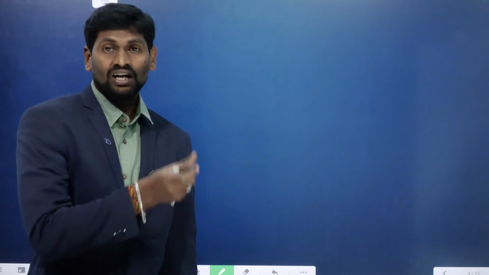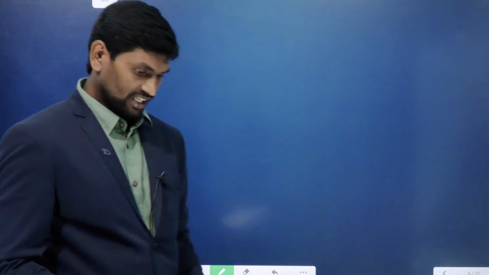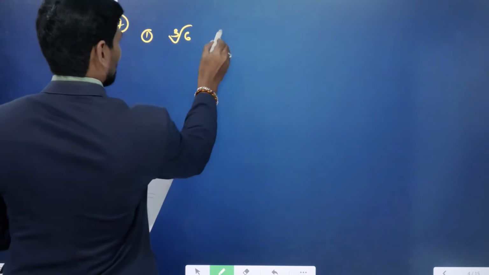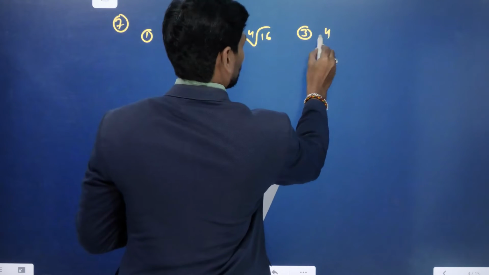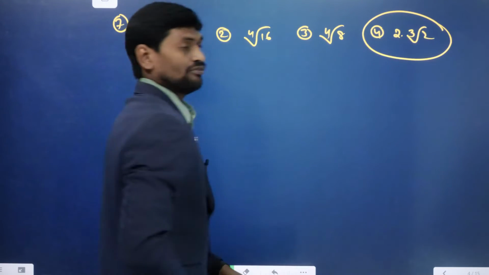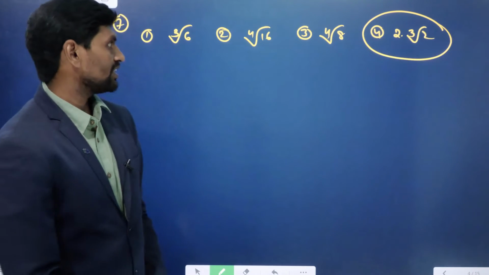Question number 7: which of the following is a mixed surd? I told you, a mixed surd means a rational number with a quadratic or cubic surd, whatever. A rational number with a surd, and there is no plus or minus symbol, only a multiplication symbol between them. Then we can take that as a mixed surd. Okay? The options: the first one is cube root 6, the second one is 4th root 16, the third one is fourth root 8, and the fourth one is 2 into cube root 2. Among them, the fourth one is a mixed surd. One rational number with a surd is called a mixed surd, right? So option 4 is our required answer.